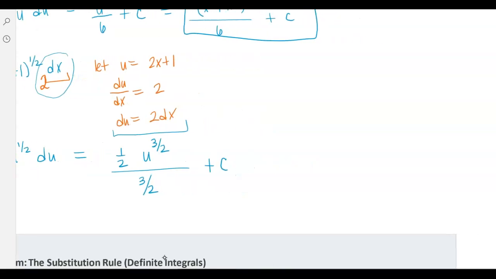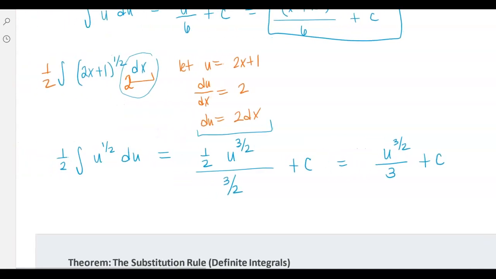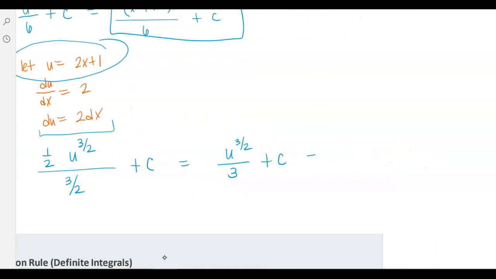If I take that 3/2 and reciprocate it, I'm going to end up with u to the 3/2 over 3. And then I go back and resubstitute for the original substitution I made. So my final answer here will be 2x plus 1 to the 3/2 power over 3 plus c.